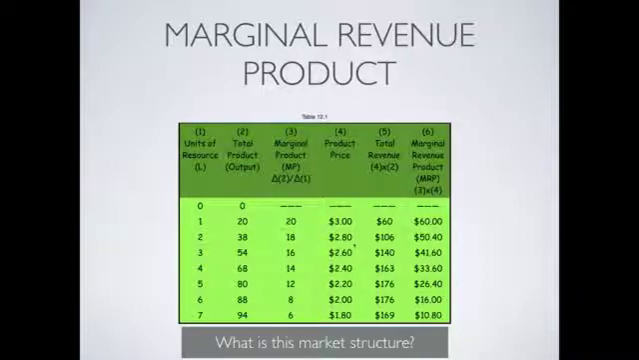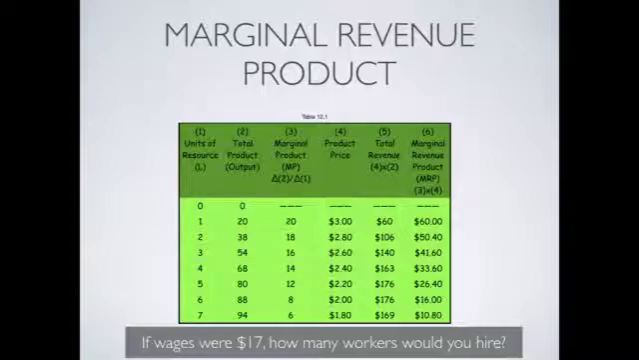This market structure is an imperfectly competitive marketplace because as output is increasing, the price is falling. So this could be a monopoly, monopolistic competition, or an oligopoly marketplace. So if wages were equal to 17, how much would you hire these workers? Well, we would continue hiring as long as the marginal revenue product is greater than the marginal resource cost. So our marginal resource cost is equal to 17.